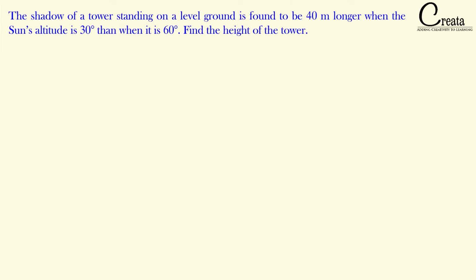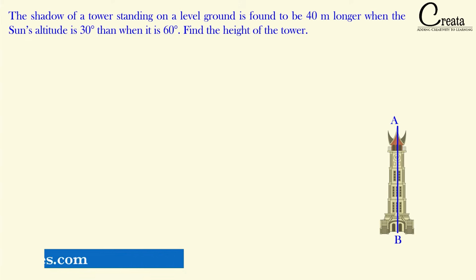The question is, the shadow of a tower standing on a level ground is found to be 40 meters longer when the sun altitude is 30 degree than when it is 60 degree. Find the height of the tower. So let's observe this question. This question is talking about a shadow of a tower. So firstly, let's take a tower. Let's assume the height of the tower as AB. A is the top point and B is the bottom point.